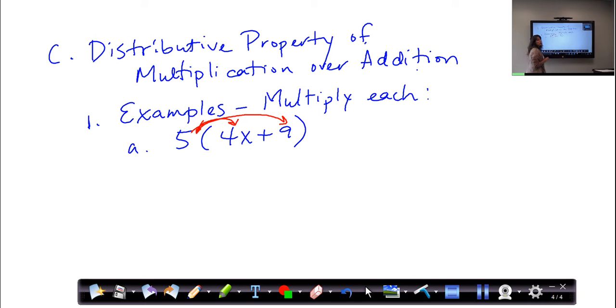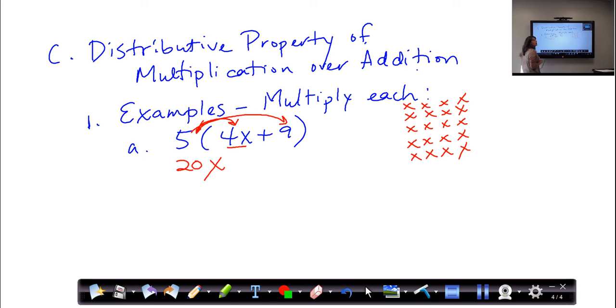Now with 5 times 4x, that's saying I have 4 x's sitting in front of me. 1, 2, 3, 4. And I have 5 sets of that. So here's another set, here's another set, here's another set, and here's one last set. That means that I've got 20 x's. And also notice that 5 times 4 will give me 20. So I have 20 x's. Now 5 times 9 is 45. So I have 20 x's and another 45. Let's try another example.